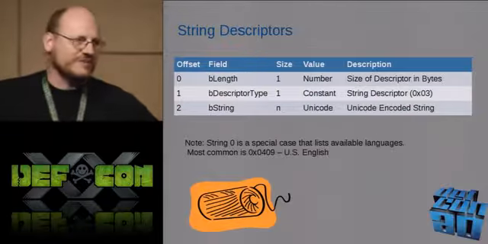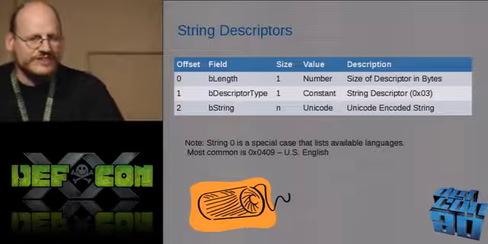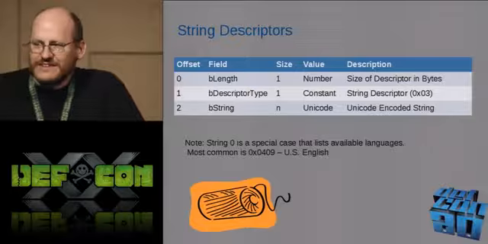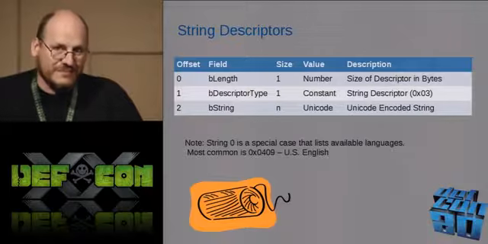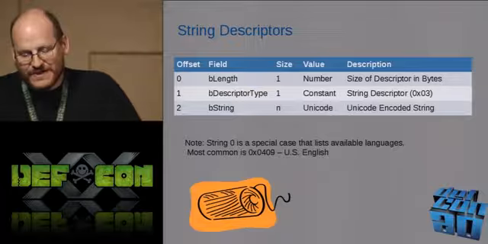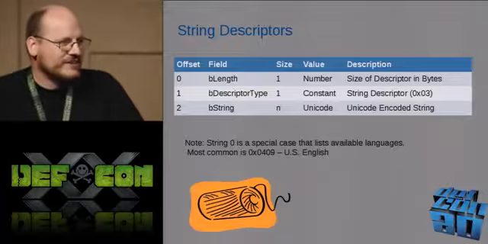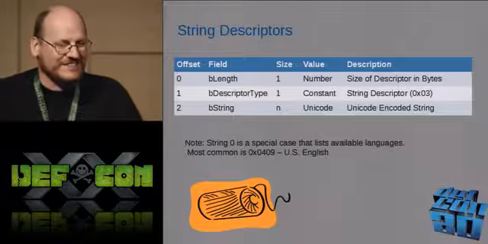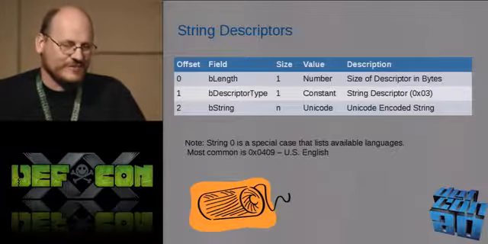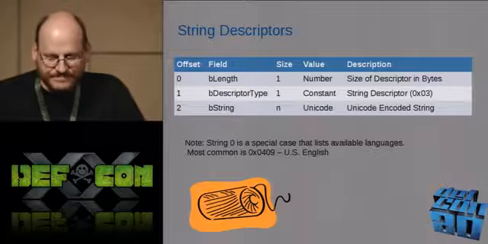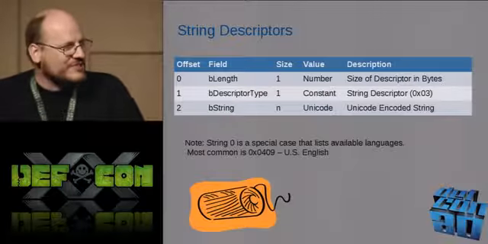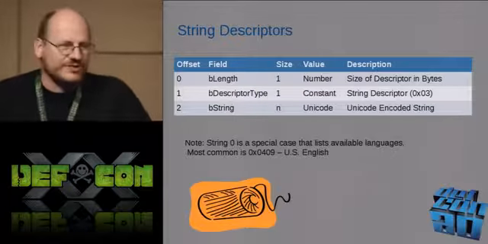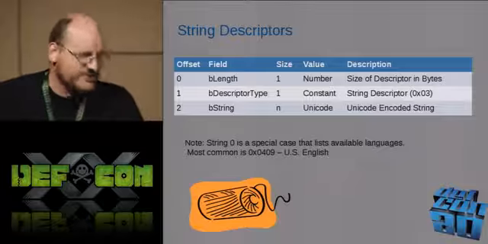And then we have string descriptors. String descriptors give you Unicode text. Again, the first thing it's going to give you is the length. Then it's going to give you the type. It's type 3, a string descriptor. And then it's going to give you a Unicode string, which for most of us here is pretty much ASCII text, where every other byte is just 0. There is a special case, and the special case is string descriptor 0. String descriptor 0 says, what languages do you speak, please?